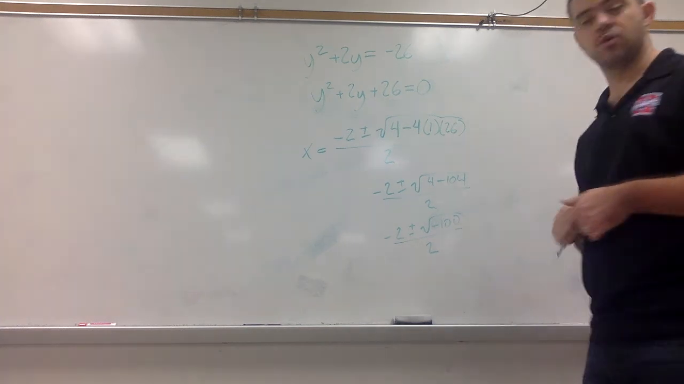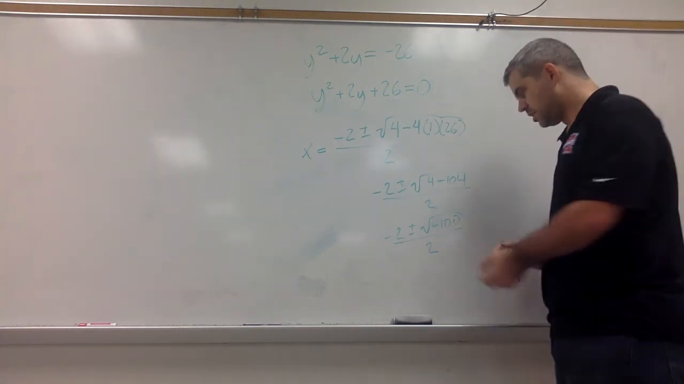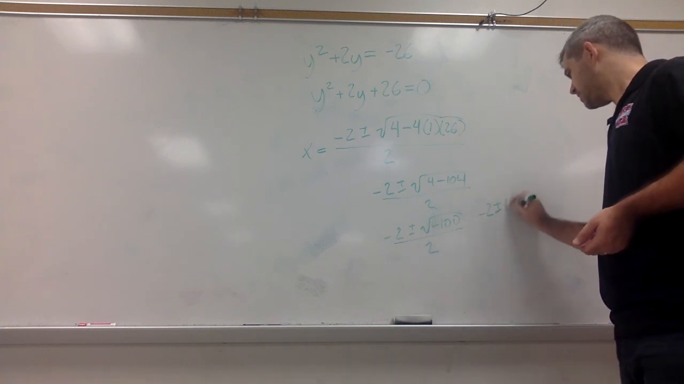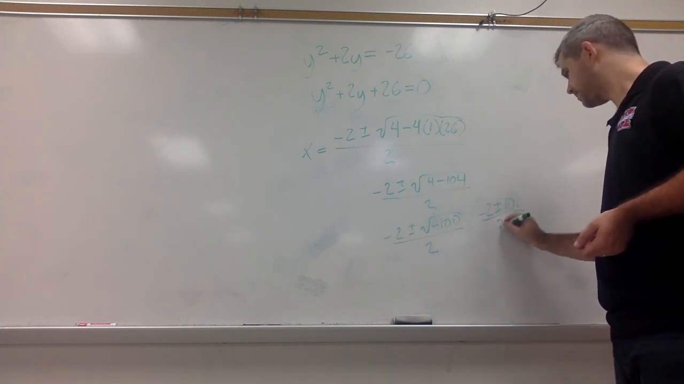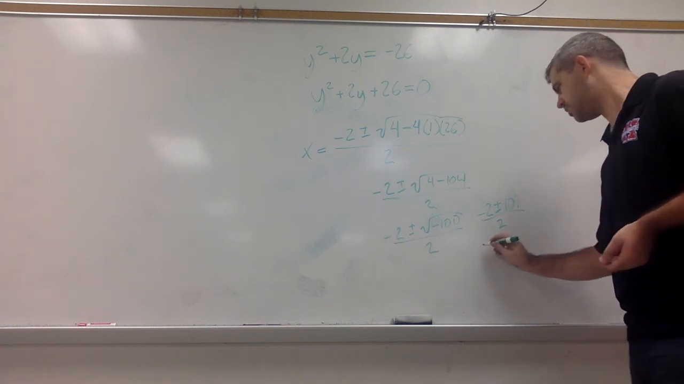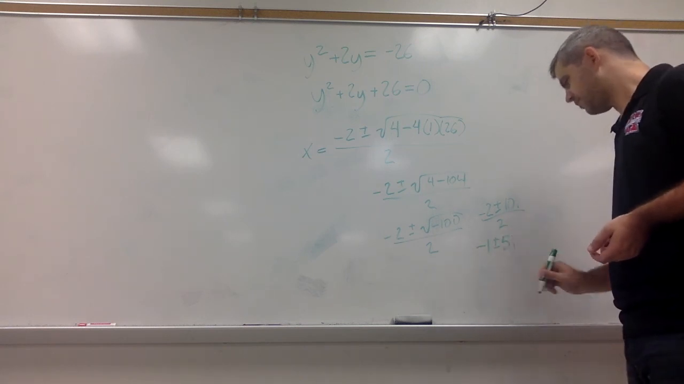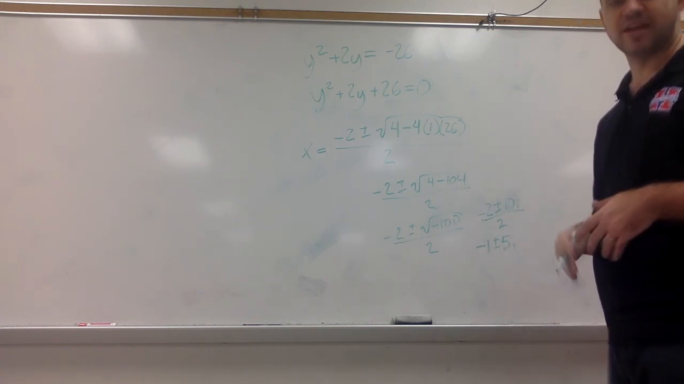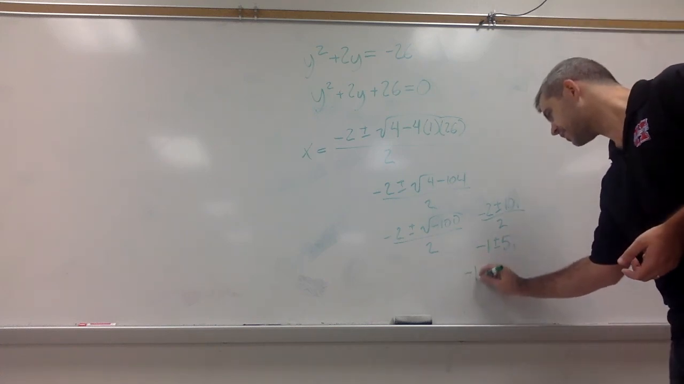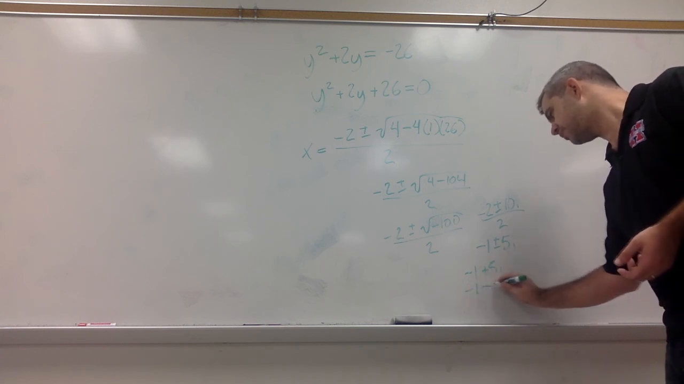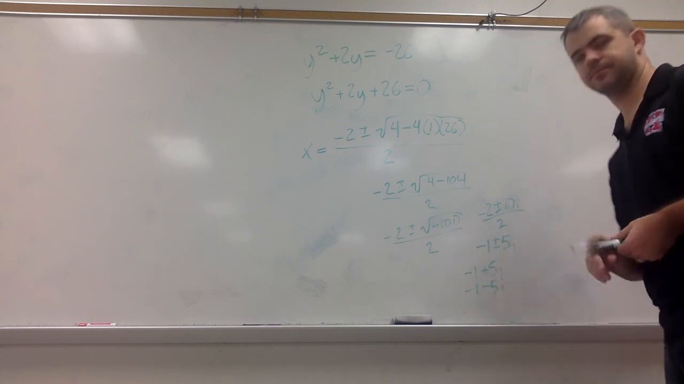All right, we know what the square root of 100 is. That's 10. So square root of negative 100 is going to be 10i. These both divide by 2. We get negative 1 plus or minus 5i. So if it asks you for 2 separate answers, the first answer is negative 1 plus 5i, and the other one is negative 1 minus 5i.